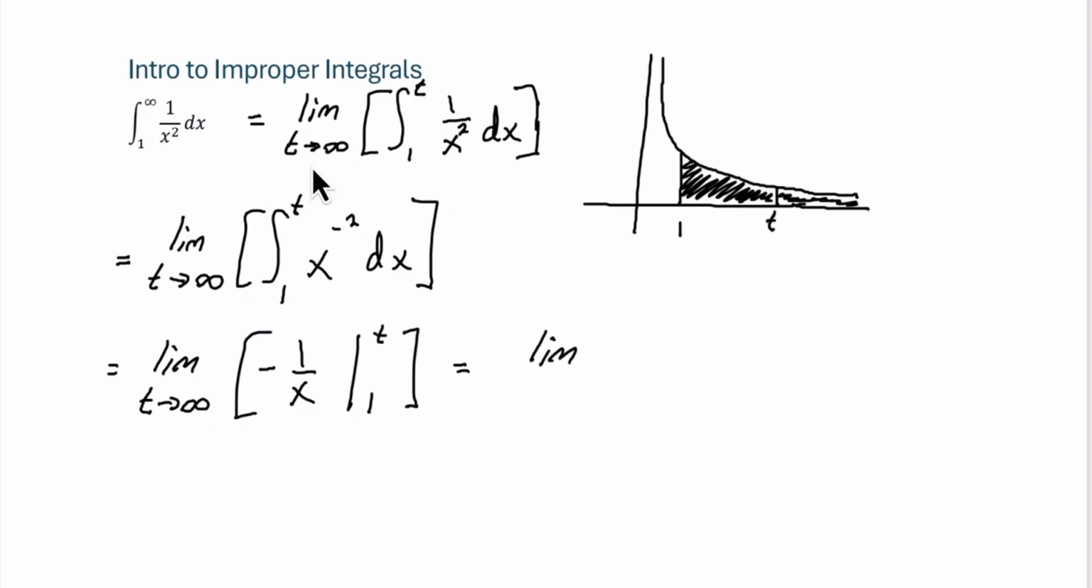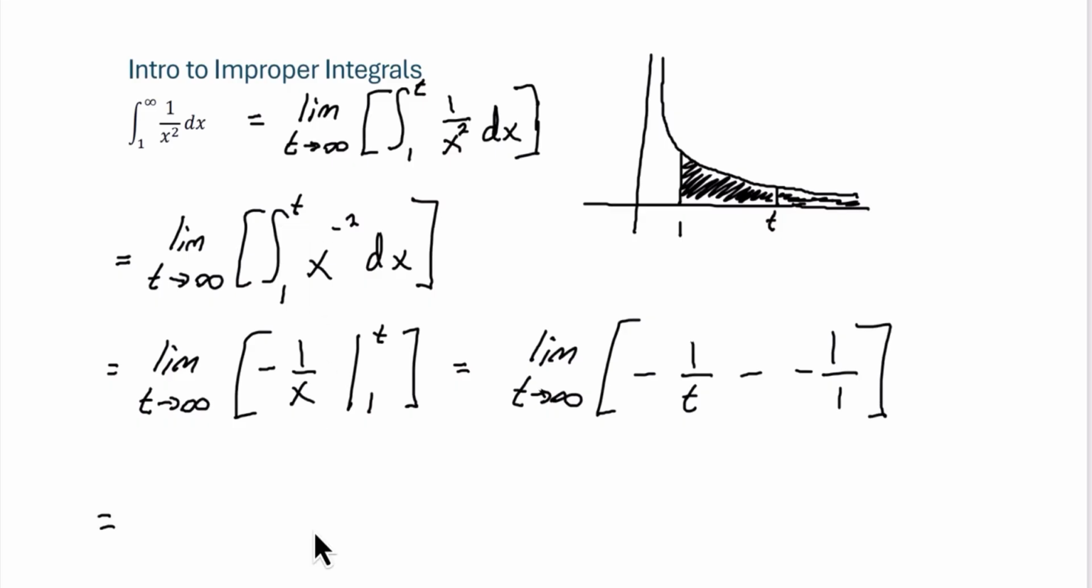Again, we'll just copy the limit for now. Plugging in those limits of integration, we have -1 divided by t minus -1 divided by 1. We now have the limit as t approaches infinity of -1 divided by t plus 1. We've now taken care of the integral. We can look at the limit.